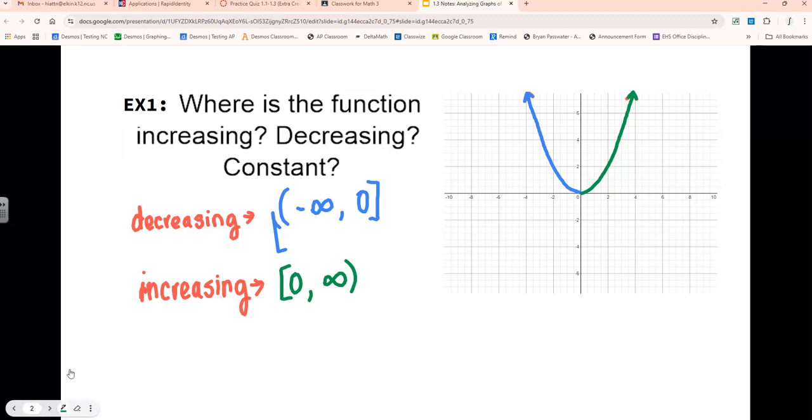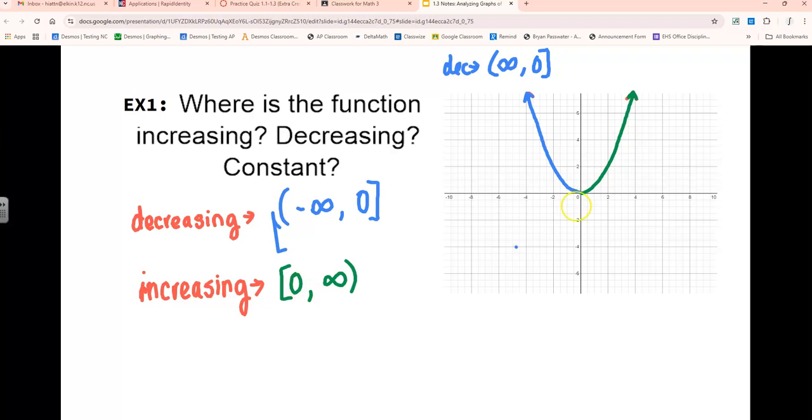The wrong answer I see for this the most is that for decreasing, students will say infinity to 0. Why do you think they do that? It's going up. Like that.